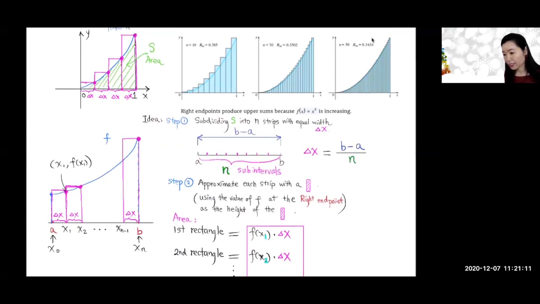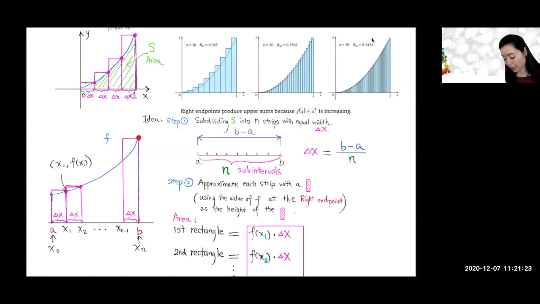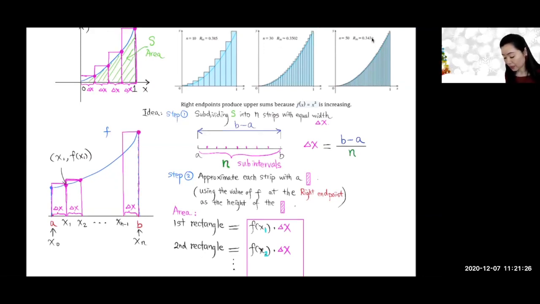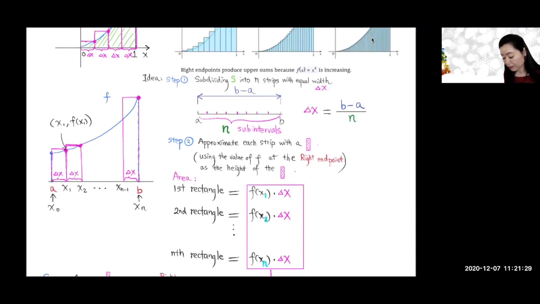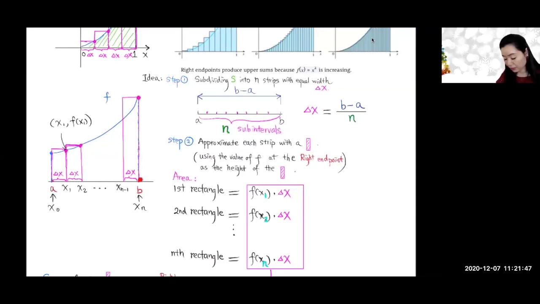The second step: we're going to approximate each stripe with a rectangle. Say, like this stripe underneath the curve, we approximate it by this pink rectangle. We use the value of the function at the right endpoint as the height of this rectangle. I take the y coordinate of this point as the height for this rectangle. So the height times the width gives the area for this rectangle.